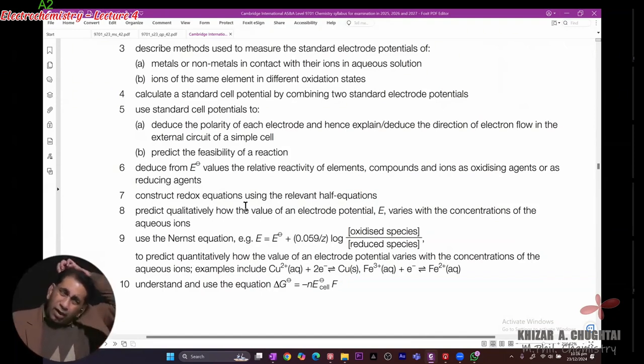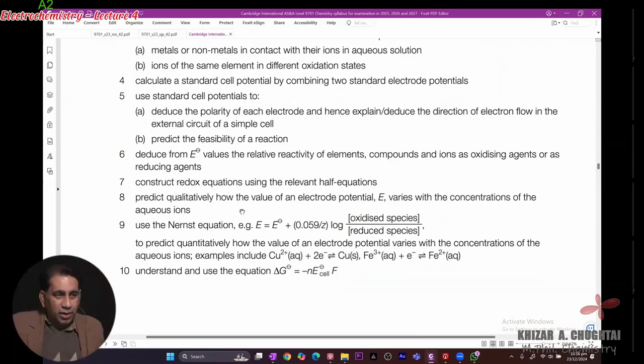So once again, if I'm having any sort of example, then I will let you know just for the sake of practice. There is a point number 8: predict qualitatively how the value of the electrode potential E varies with the concentration of the ions. Yes, it is very important, and usually it is asked in every year's questions.